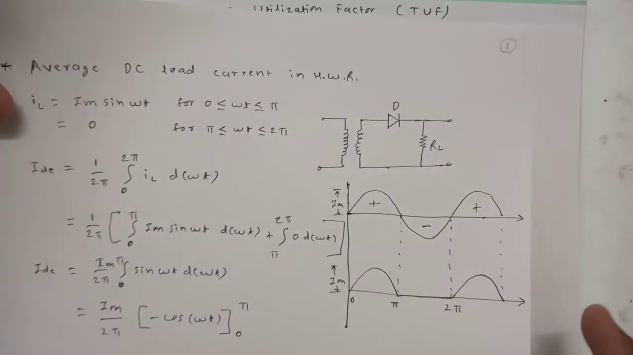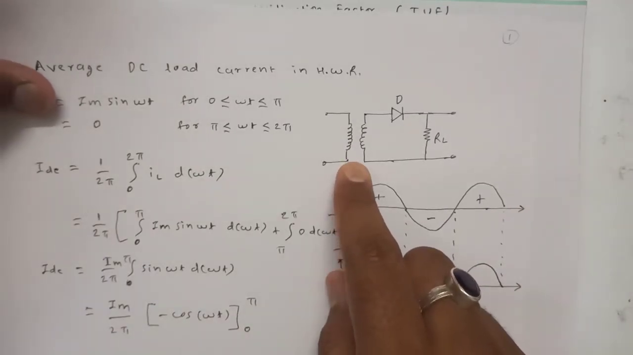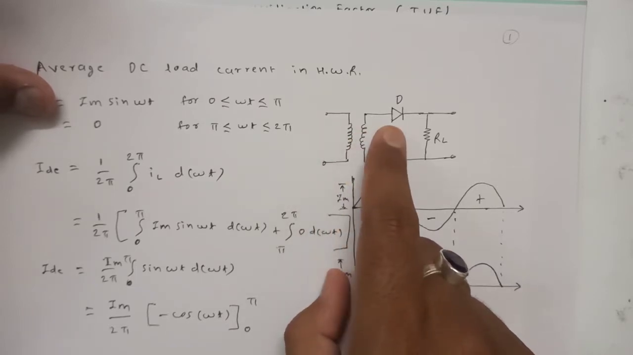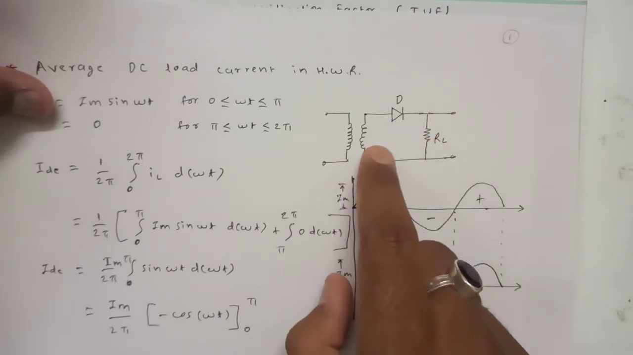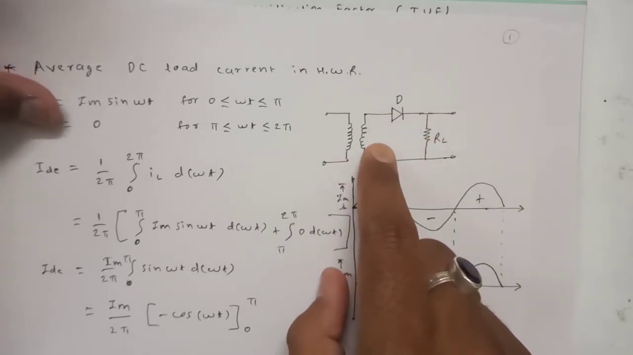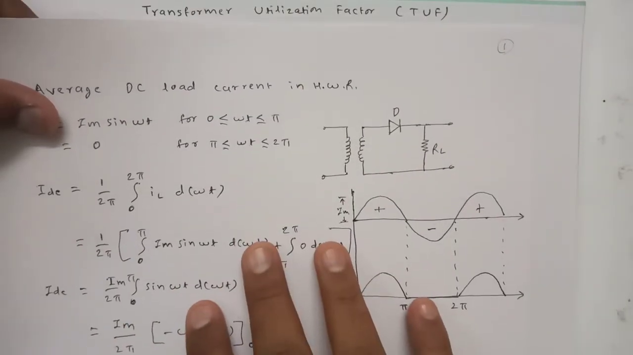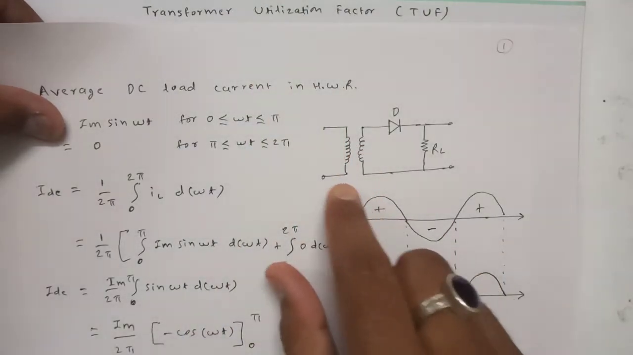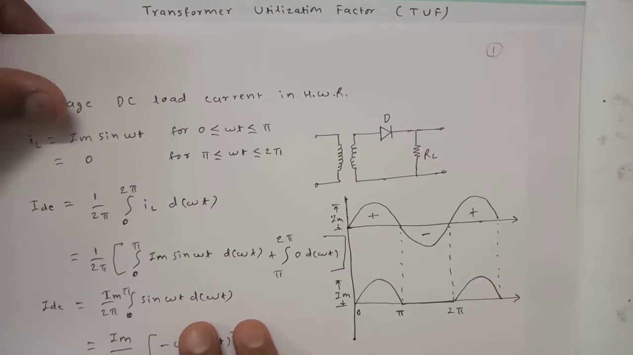Here we utilize this transformer, and we know why we are using it: we have to convert the high value of input into a value which can be handled by this circuit, like the diode and resistor. So generally here it will be a step down transformer. In the same manner, there can be another type of transformer also. With this factor, the transformer utilization factor, we will be finding out how much this transformer is utilized, and we will calculate it in terms of percentage, right?